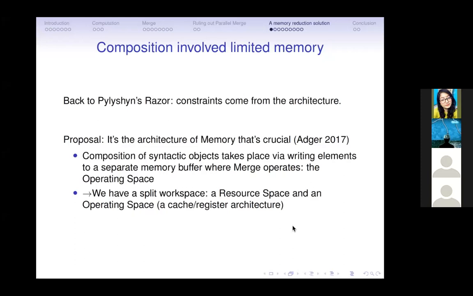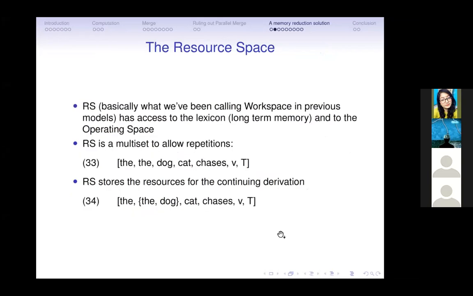So I'm blatantly stealing this idea, basically, and suggesting that something like that, obviously not exactly like that, is what's going on in the case of Merge as well. We have a resource space where we put the things we're working on, and we store the results of our operations. And we have another space where we put the things that we want to operate on. So the idea will be that by having 2 bits of memory, we will end up ruling out parallel Merge, okay? And let me show you very briefly how this works.